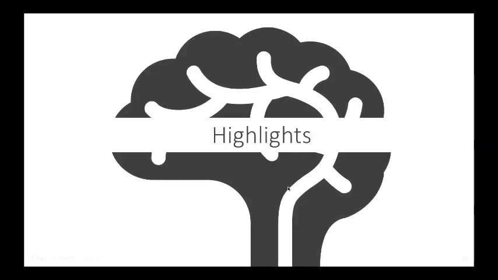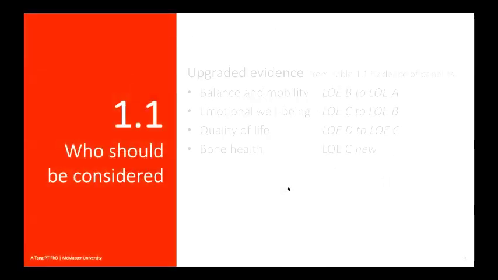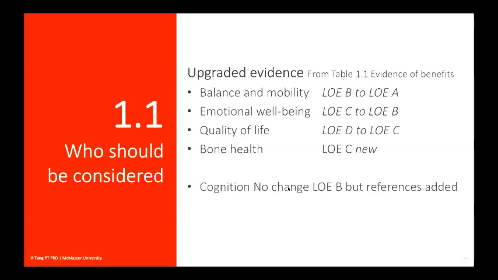Okay, so I'll go now into kind of the highlights of the new guidelines. So for example, in the first one, 1.1, who should be considered for aerobic exercise? This is where some of the new evidence came to update the level of evidence to support why exercise is important. So for example, outcomes related to improved balance and improved mobility previously was a level of evidence B, and now is level evidence A, meaning there are several RCT, randomized controlled trials, to support this.